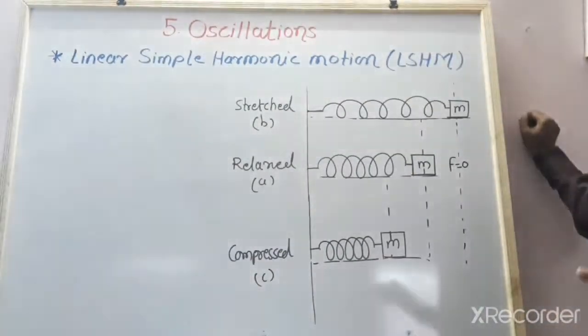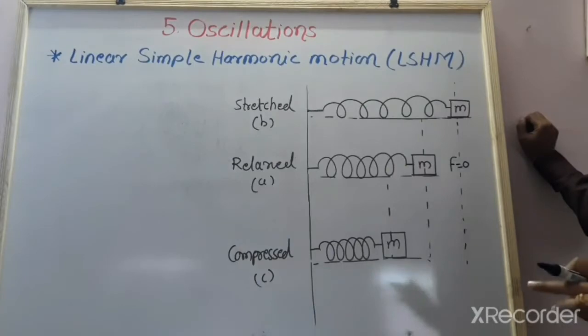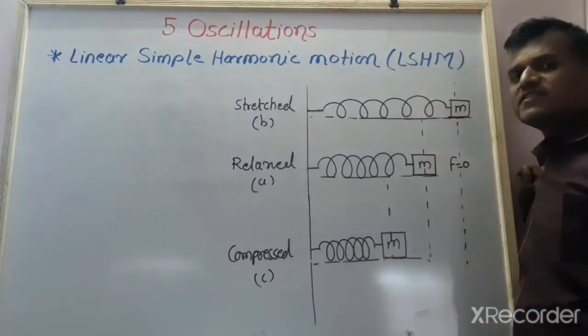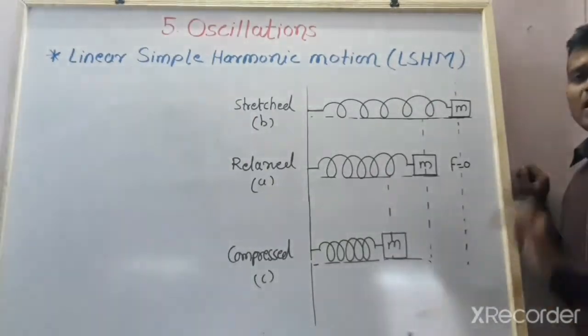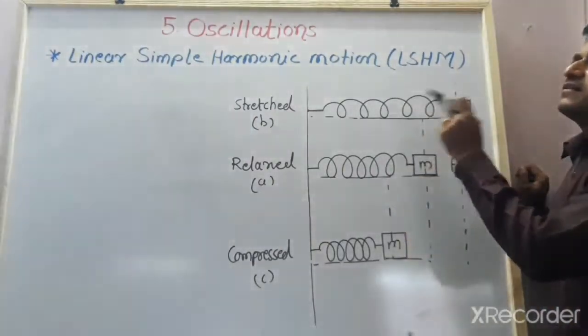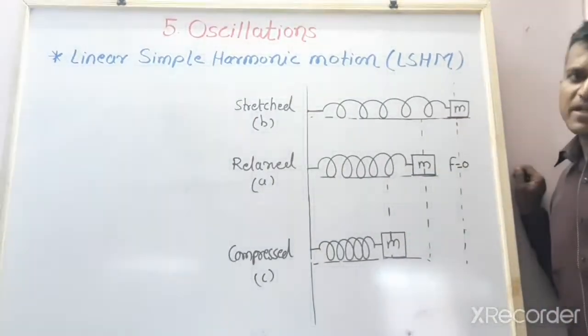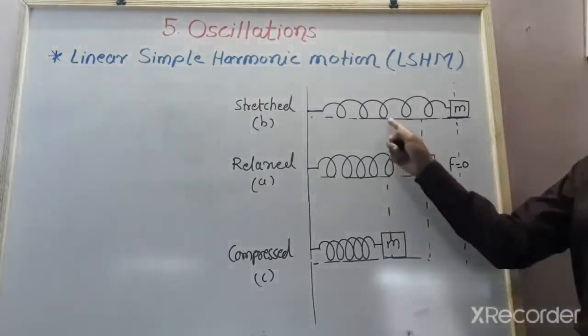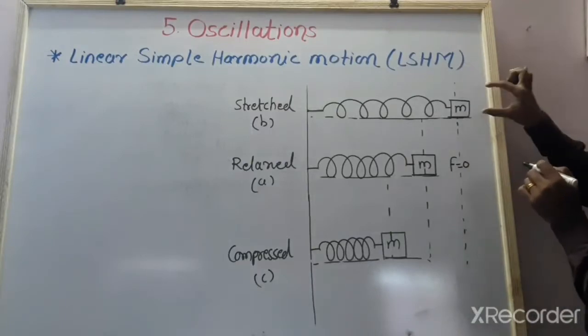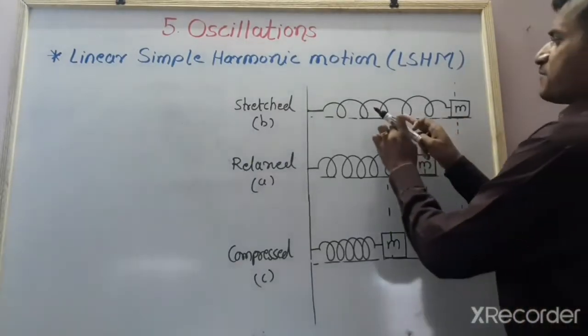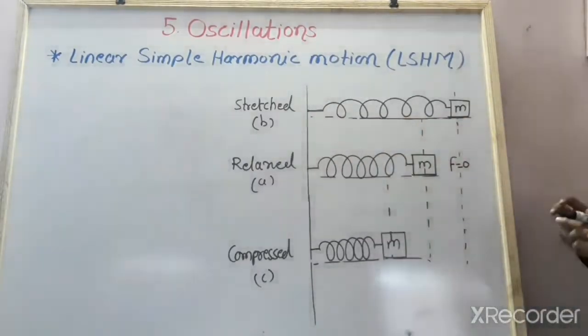When the particle performs the path along a straight line, such a motion is called linear simple harmonic motion. And when the path is an arc of a circle, then the motion is called angular simple harmonic motion. In this case, the path is a straight line. Now, when we move it, what happens? Then this spring gets stretched.